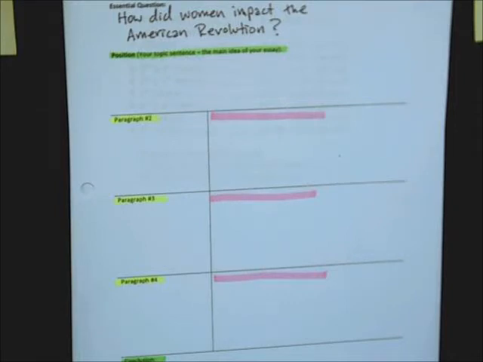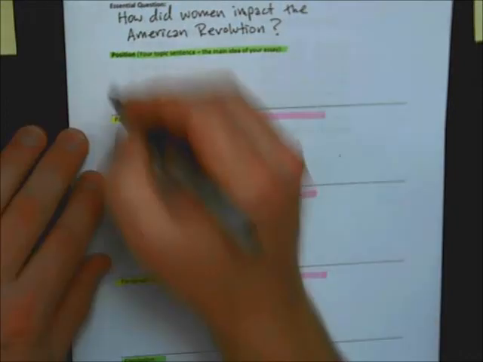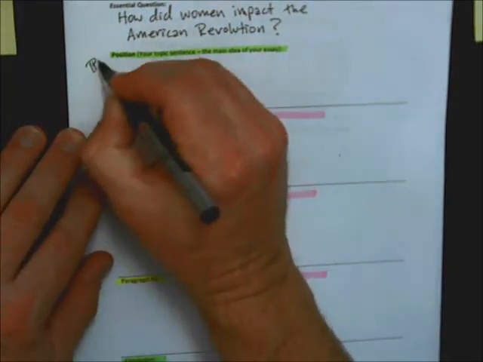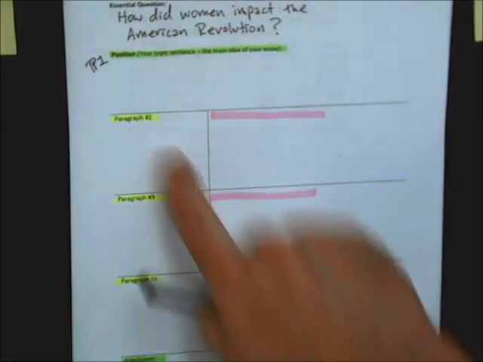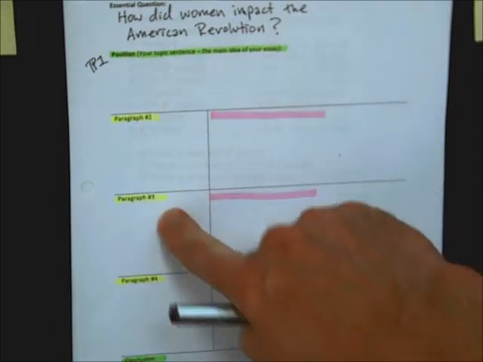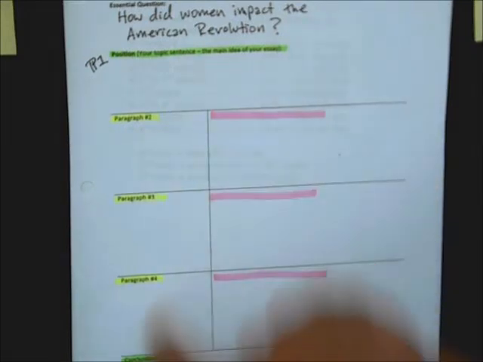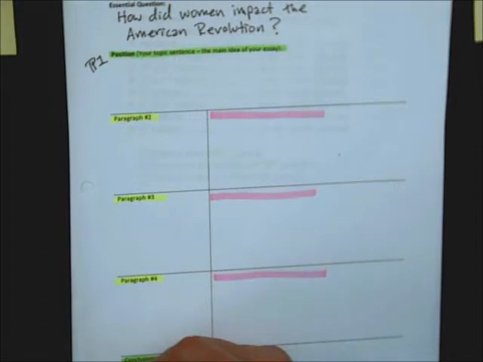I've got 3 body paragraphs. And in fact, if you want to see how this works, where it says position, this represents paragraph number 1. It says here, paragraph number 2, paragraph number 3, paragraph number 4. The conclusion would represent paragraph number 5. My whole 5-paragraph essay is right here.